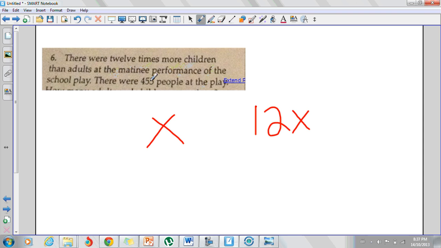So there were 12 times more children than adults at the matinee performance. So we've got X number of adults plus 12 times more children, and we have a grand total of 455 total. So 4, 5, 5. This is painful with just keyboard and mouse.